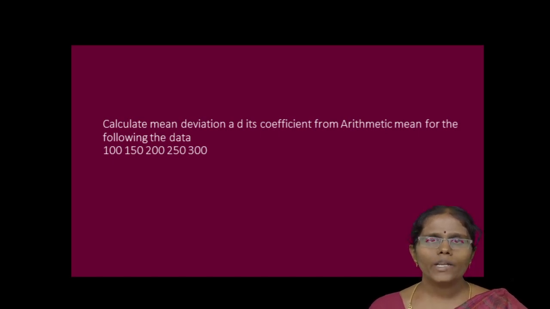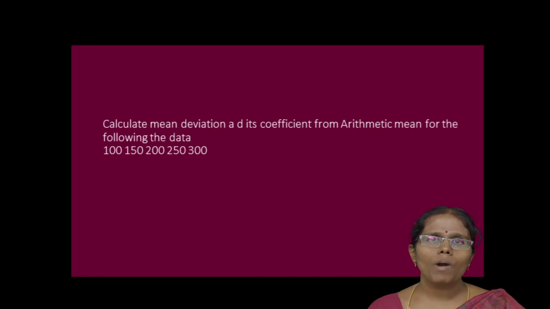Then it is divided by 5. We get the value 60. So mean deviation is equal to 60. How to find the coefficient from the arithmetic mean? Mean deviation divided by arithmetic mean. Here the mean deviation is 60 and the arithmetic mean is 200. Then we get the value.